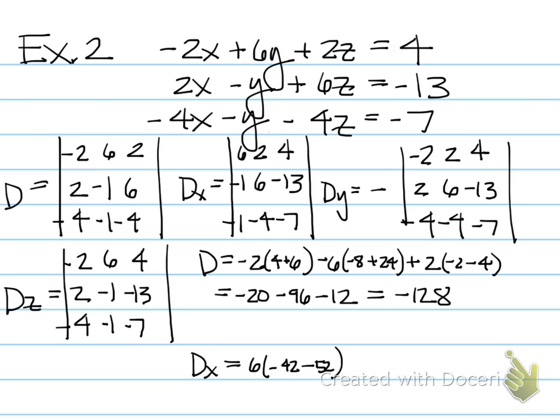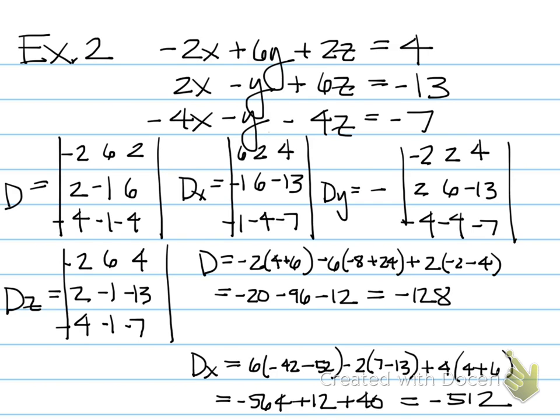Similarly, we find the x determinant by following those same steps. 6 times the minor determinant, minus 2 times the minor determinant, and then 4 times its minor determinant. Once we simplify that expression, we get negative 512.